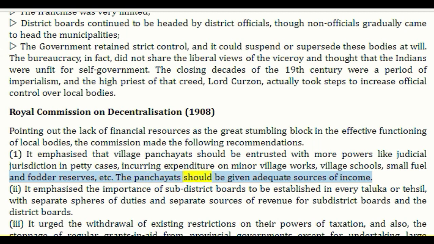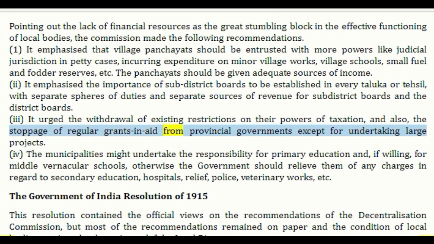The panchayats should be given adequate sources of income. 2. It emphasized the importance of sub-district boards to be established in every taluka or tehsil, with separate spheres of duties and separate sources of revenue for sub-district boards and the district boards. 3. It urged the withdrawal of existing restrictions on their powers of taxation, and also the stoppage of regular grants in aid from provincial governments except for undertaking large projects.